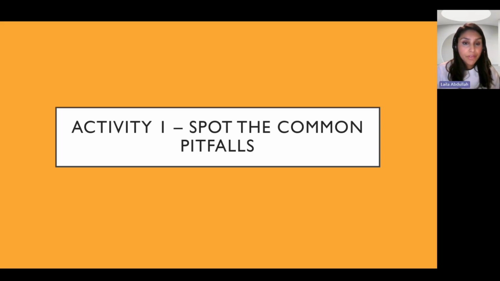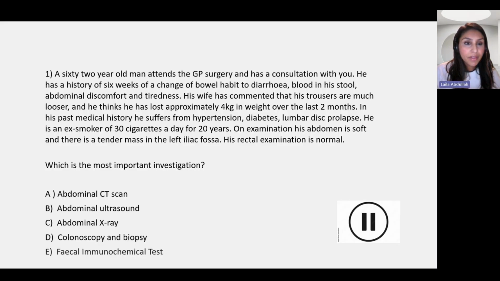Okay, so we're going to go through a few questions now, and this is where you will be using your pause button, and try and think about the common pitfall in this question. So what's not good about this question, and what should be changed about it. So we'll start with the first one here. So you can press the pause button now, and I will read through it for those of you that it would be helpful for.